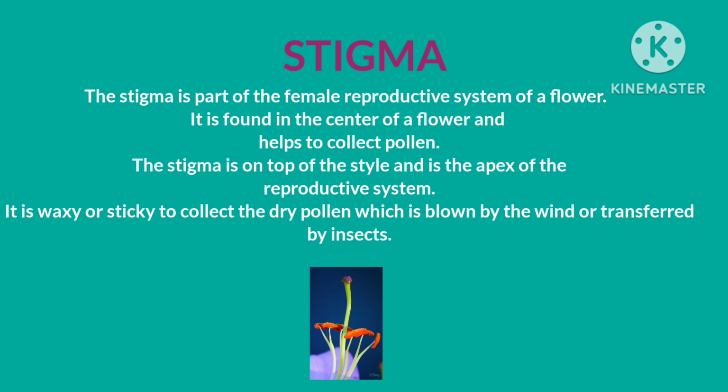Let's see about stigma. The stigma is a part of the female reproductive system of a flower. It is found in the center of a flower and helps to collect pollens. The stigma is on the top of the style and is the apex of the reproductive system. It is waxy or sticky to collect the dry pollen, which is blown by the wind or transferred by insects, as you can see in the picture given below.